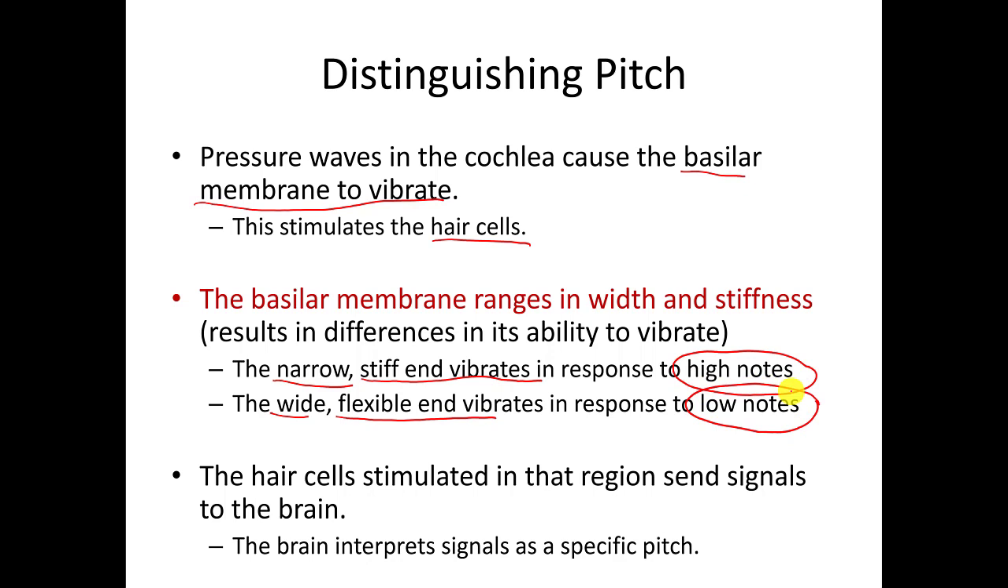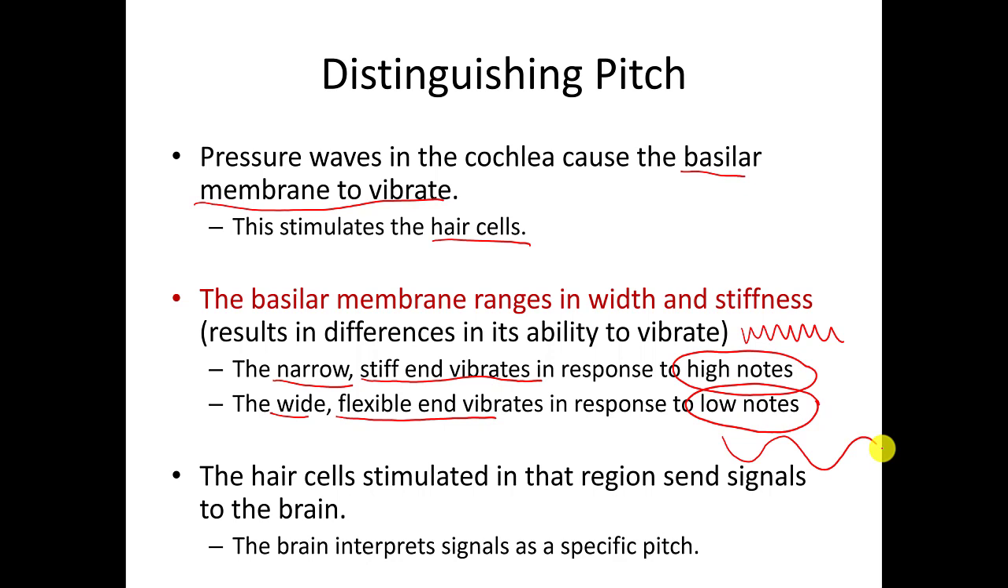Now we know that sound travels in waves. High pitches travel in quick waves. Low pitches travel in these slow waves. And so this is how that basilar membrane is reacting differently to different pitches. It depends on the waves that are coming in.